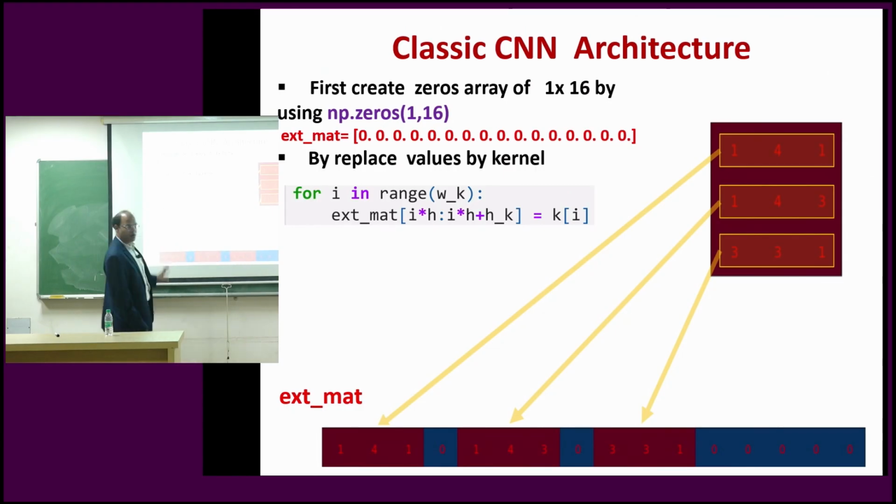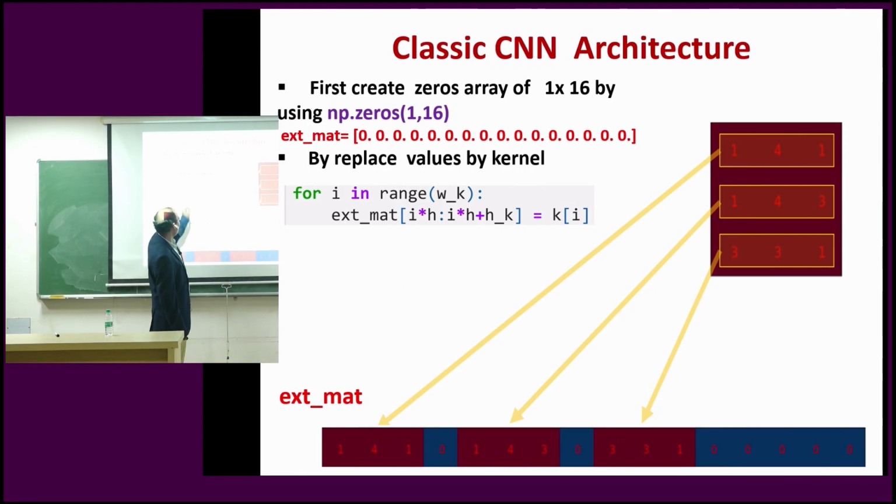Then when i equals 1, what will happen? 1 into 4 is 4, colon 4 plus 3 is 7. That means start from the 4th position up to the 7th: 4th, 5th and 6th. So this is 1, and we replace with 1, 4, 1, three values.